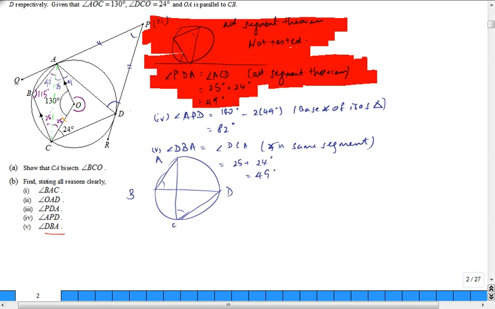We want to find angle DBA. Angle DBA is equal to angle DCA. DBA and DCA, they are in the same segment. So reason stated. And what is angle DCA? DCA is 24 degrees plus, earlier on we found out 25 degrees. So just add them up, we get 49.